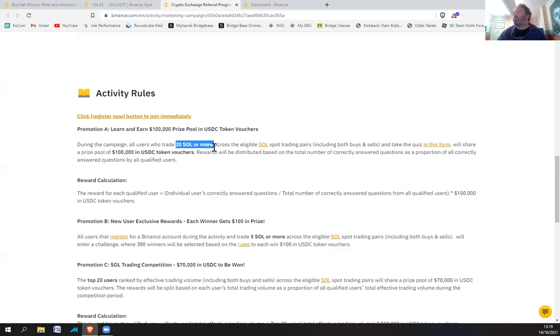This is 20 SOL. So if you go get 20 SOL, then you can get into this competition. Now, during the campaign, all users will trade 20 SOL, including both buyers and sellers, and take this quiz. We'll share a prize pool of that. Rewards will be distributed based on the total number of correctly answered questions as a proportion of all correctly answered questions by qualified users. The rewards calculation: the reward for each qualified user is the individual user's correctly answered questions over the total number of correctly answered questions for all qualified users, times 100,000. So in other words, it's not dependent on how much you trade.